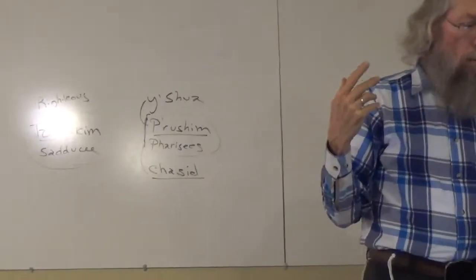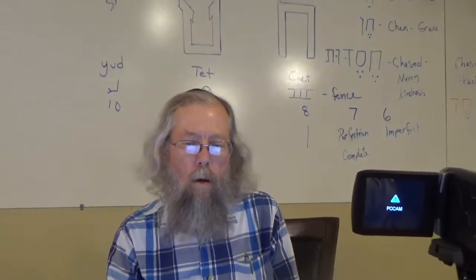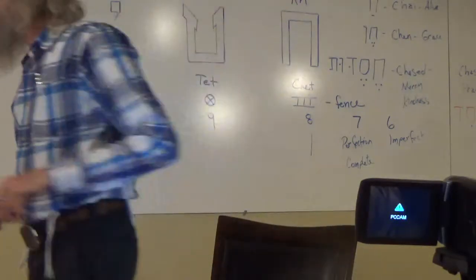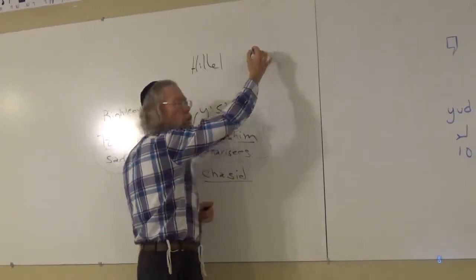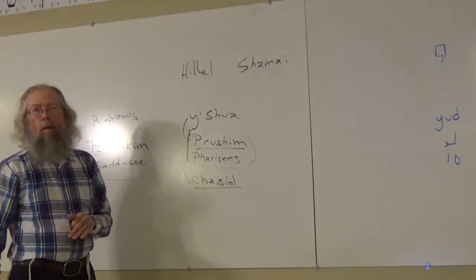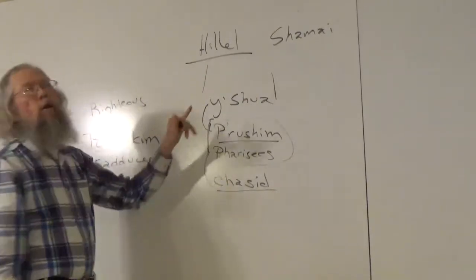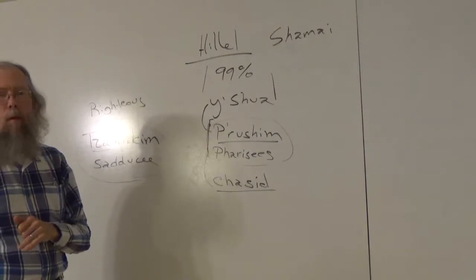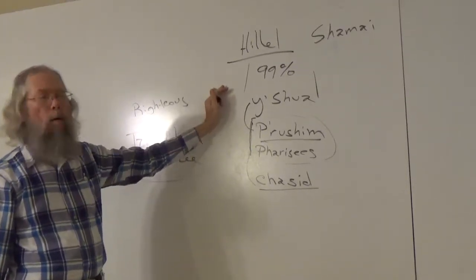There were two parties among the Pharisees, the Prushim. The two parties were named after the first, Hillel, and the second, Shammai. These were the two Pharisee parties. Yeshua agreed with Hillel 99% of the time. So in all of his rulings, he almost always agreed with the party of Hillel.